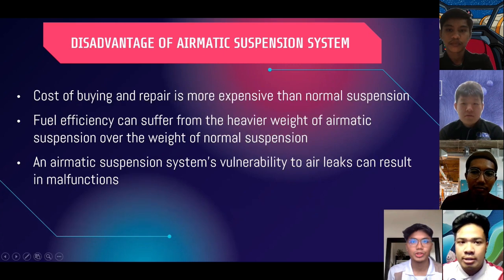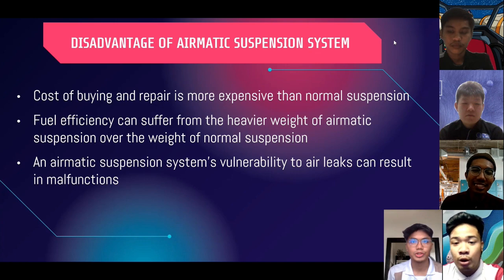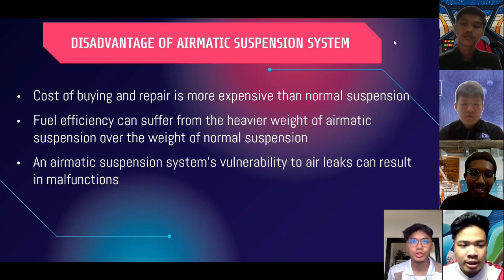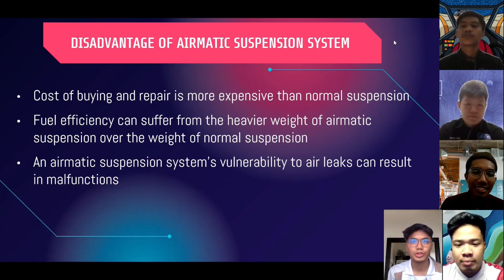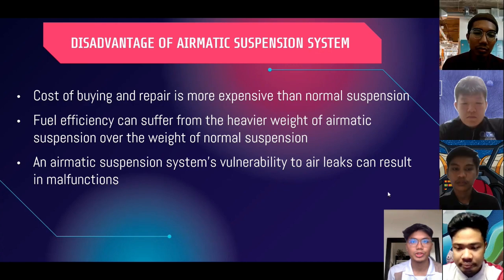So next are the disadvantages of the automatic suspension system. The first one is the cost of buying and repair is more expensive than normal suspension. The second is fuel efficiency can suffer from the heavy weight of the automatic suspension over the weight of normal suspension. And the last one is the automatic suspension system is vulnerable to air leaks and malfunction. Okay, that's all for me.